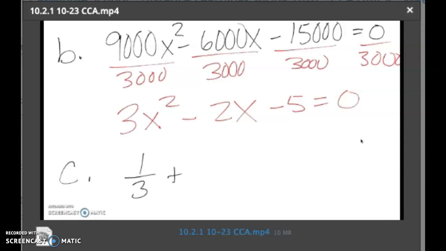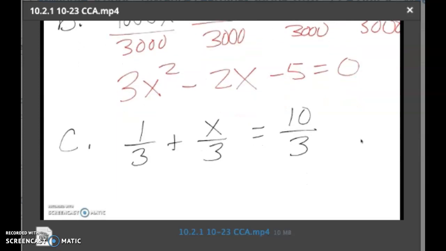All right, on problem C, we're given 1/3 plus x over 3 equal to 10 thirds. Okay. So in this problem, I want to bust my fractions, okay? And so remember, to do that, we need to take a look at what's in our denominator and undo that. So I notice that all of my terms are being divided by 3. Okay, so I'm going to undo that division by multiplying every term by 3.